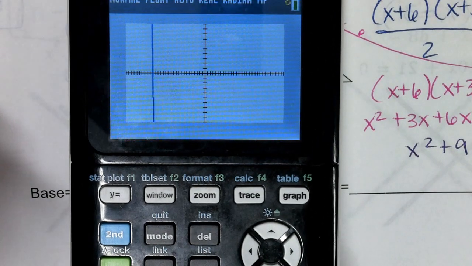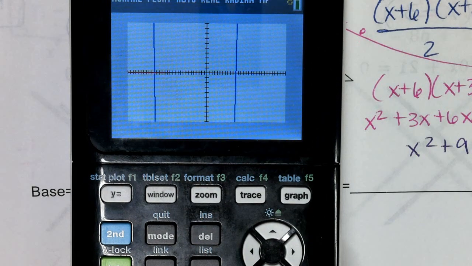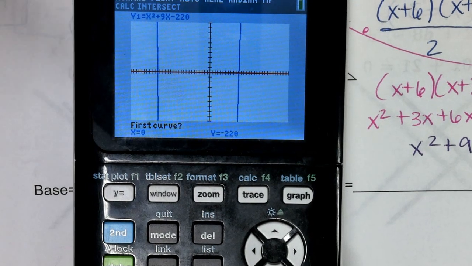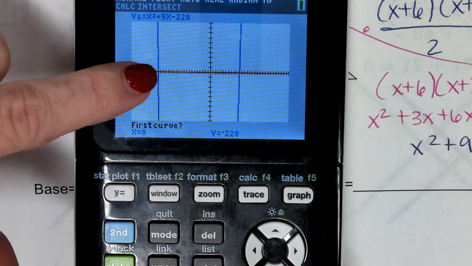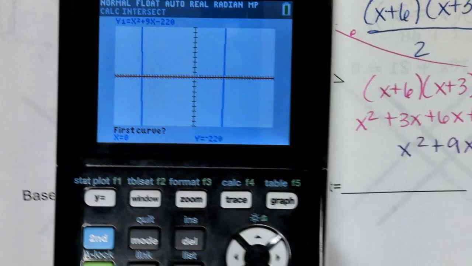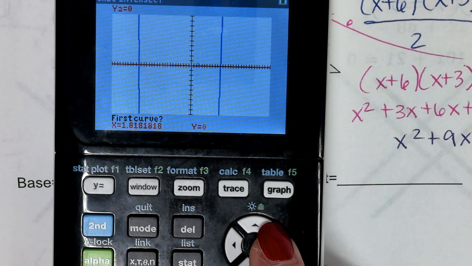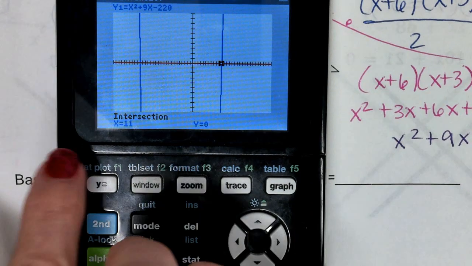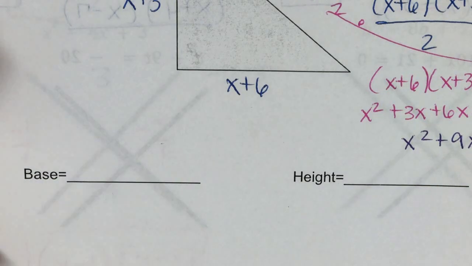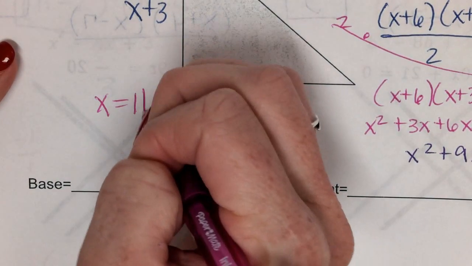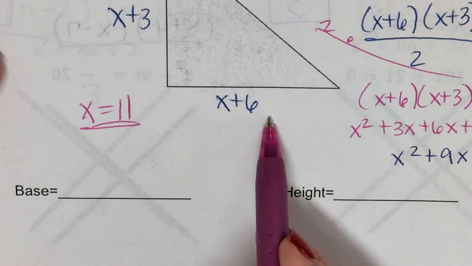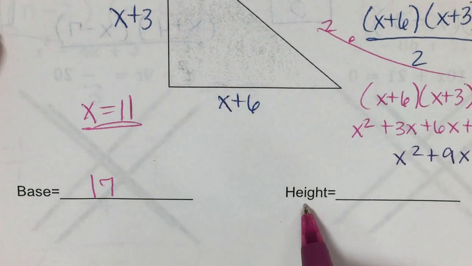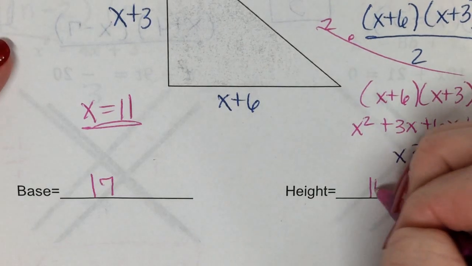Why did I make it bigger? Because it was set from negative 10 to 10, and the answer is bigger than negative 10. Which answer is the only logical answer for length? The negative one or the positive one? So I'm going to put my little cursor on the positive one and see where I'm at. The value of x is? 11. So to solve for the base, it's x plus 6. Well, what's 11 plus 6? 17. And then the height is 11 plus 3, which is 14.